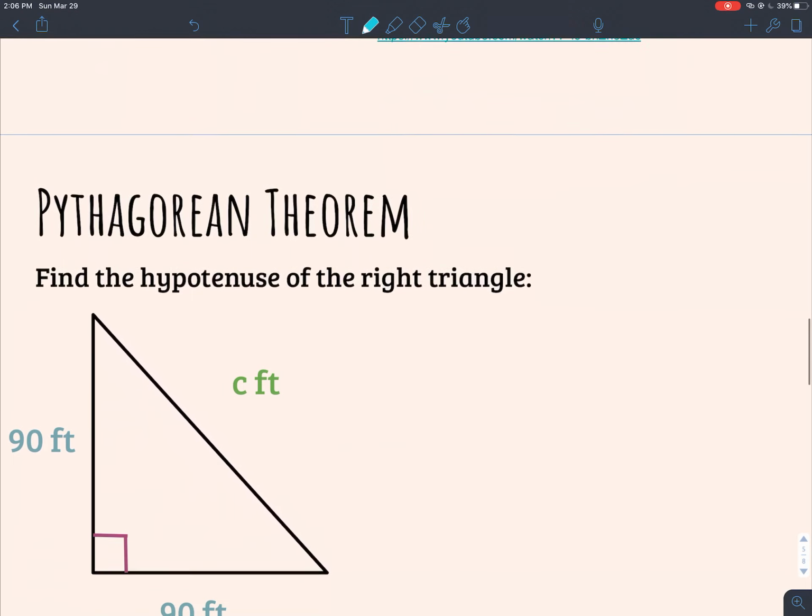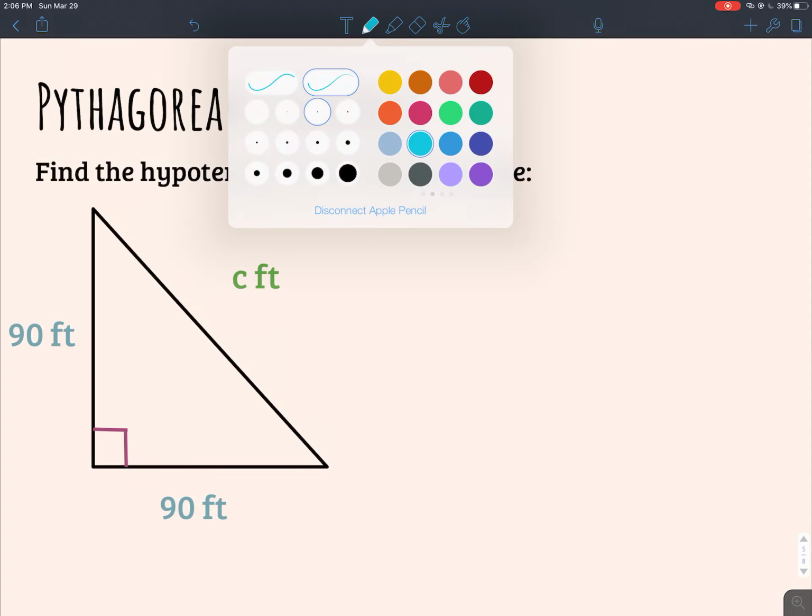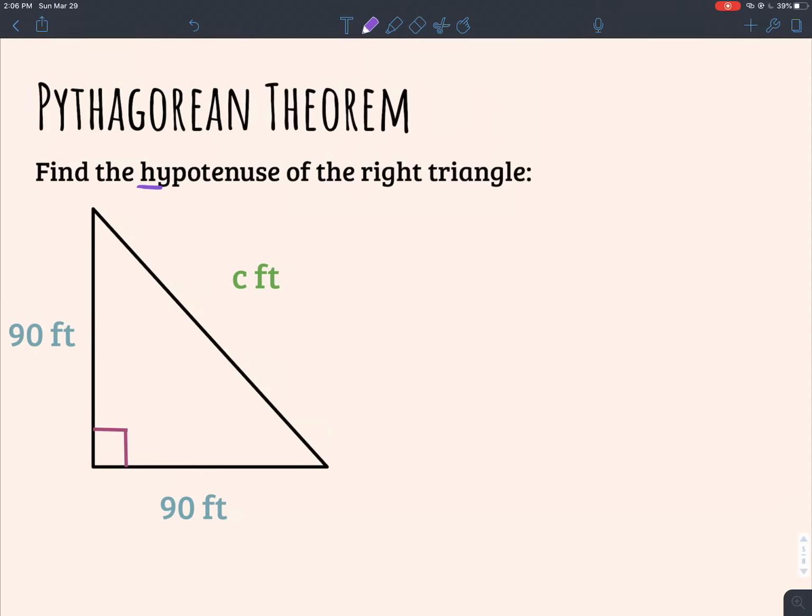Okay, so let's do some practice. What's really key about this first problem is that we want to find the hypotenuse. So remember, the hypotenuse is the longest side. Also, fun fact, hypotenuse is always across from the 90-degree angle.